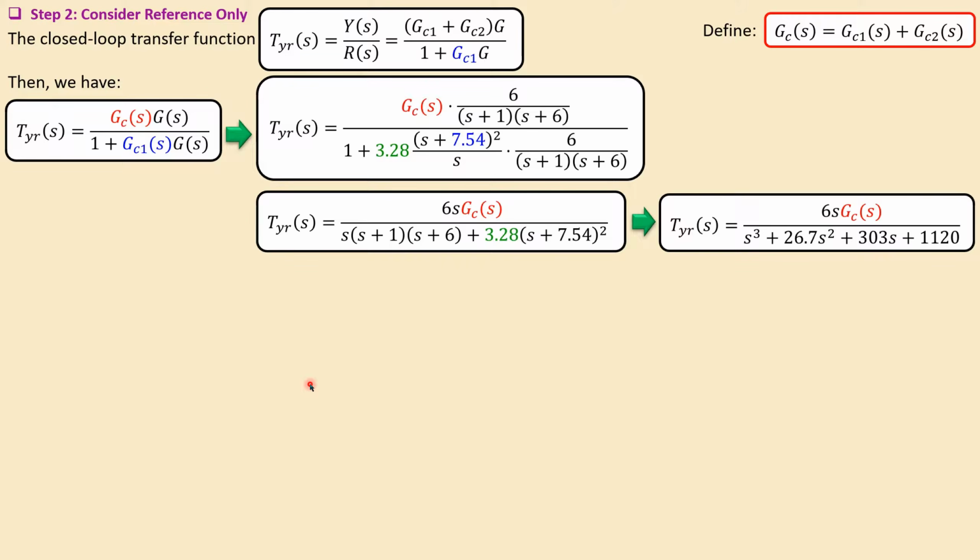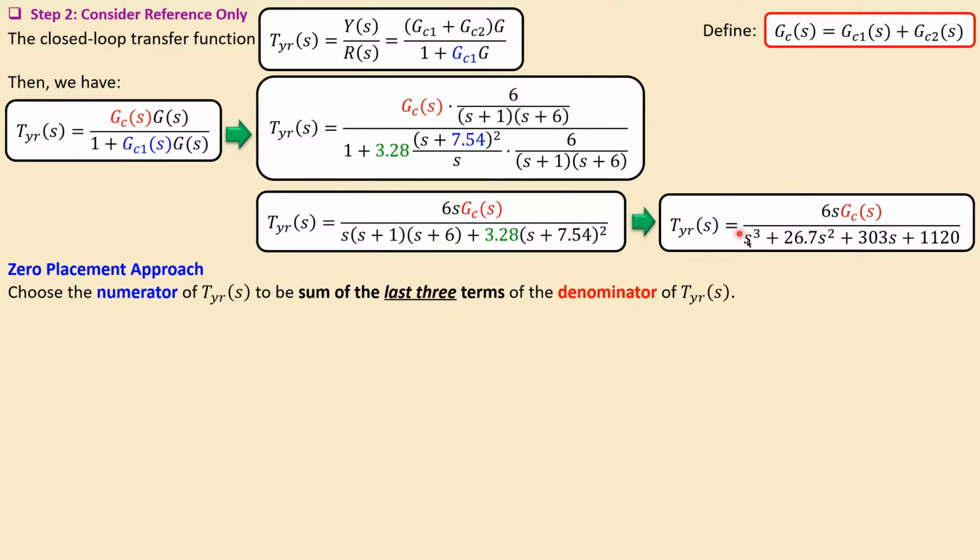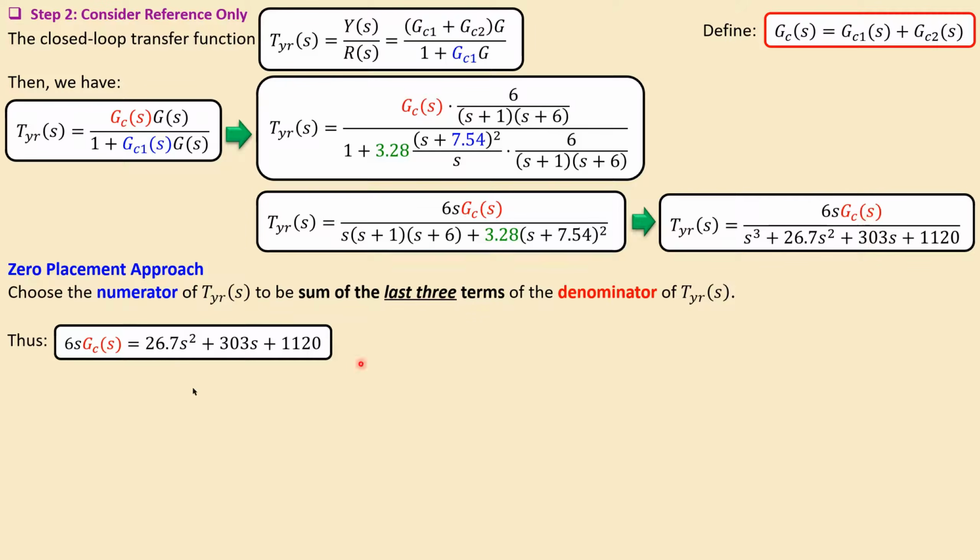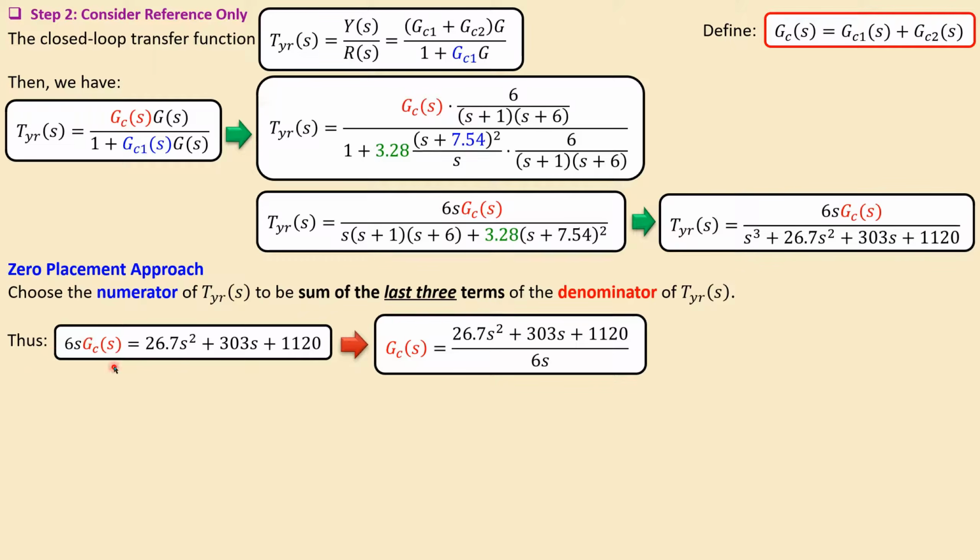Now the next step is using the zero placement approach. We have done it also in the previous examples. We know that the numerator of this transfer function must be equated to the last 3 terms of the denominator of this transfer function. That is the zero placement approach. So that means 6s GC will be 26.7s squared plus 303s plus 1120. Now if you express the total controller here, you will get this right hand side divided by 6s.